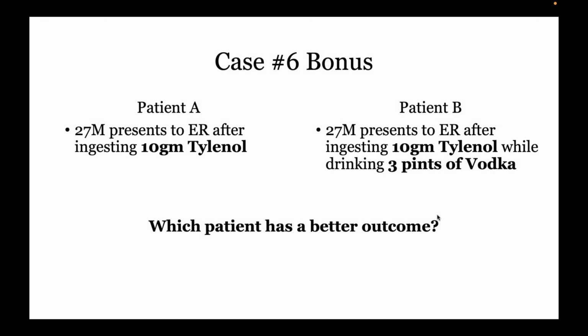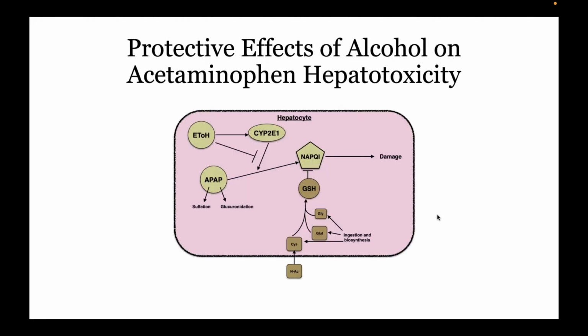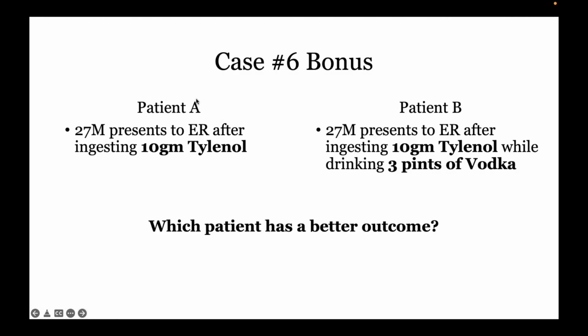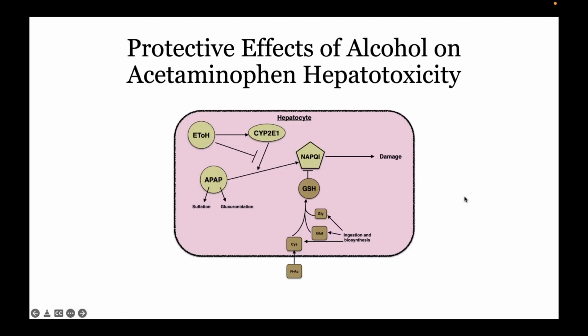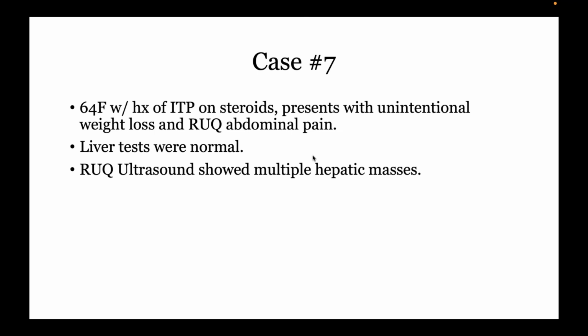The obvious answer is yeah, patient A probably has a better outcome. In the real world, no. In fact, alcohol acutely has a protective effect on acetaminophen hepatotoxicity. The reason is that alcohol, in a way, inhibits CYP2E1. And if you remember, CYP2E1 is the one responsible for converting acetaminophen into NAPQI. In a sense, patient B really has a better outcome than patient A. It's an important tidbit. However, people with chronic alcohol use, it's not going to protect them, because this is acutely, when somebody acutely drinks alcohol, not somebody with chronic alcohol use.